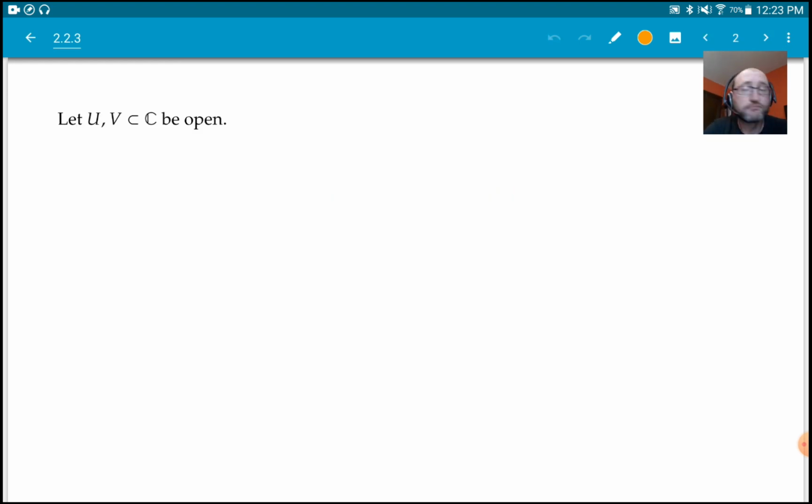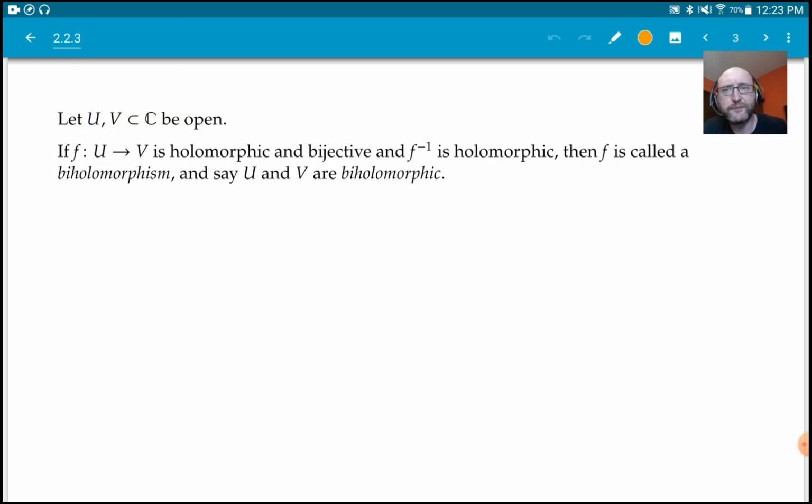All right, so suppose that I have two open sets, U and V in C. And let's suppose that I have a holomorphic function from U to V that is bijective, right? So the inverse exists, and the inverse is holomorphic. Then we say that F is a biholomorphism, and then we also say that U and V are biholomorphic. They're kind of equivalent as far as holomorphic functions are concerned, right? So if you understand the function theory on U, you understand the function theory on V and vice versa by just composing.